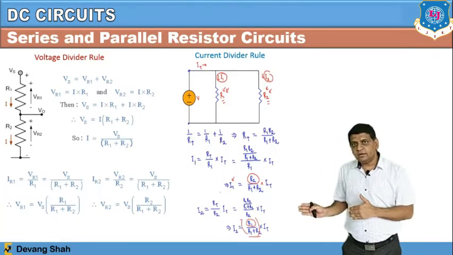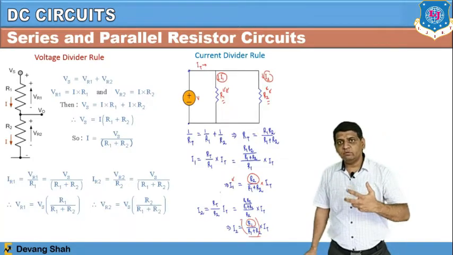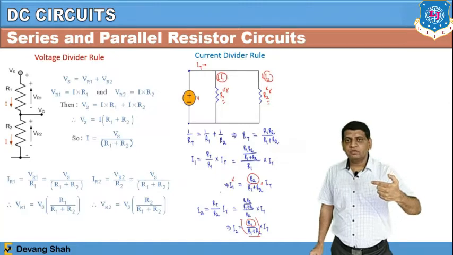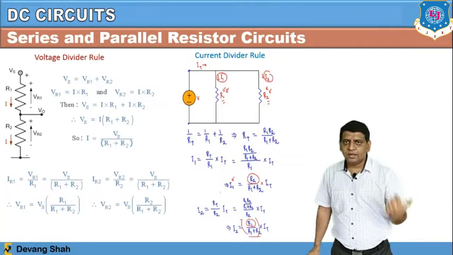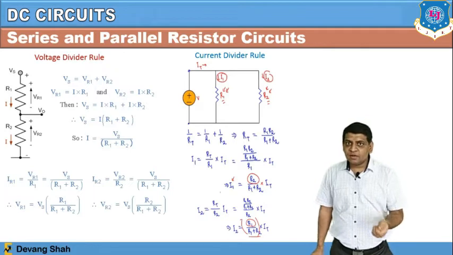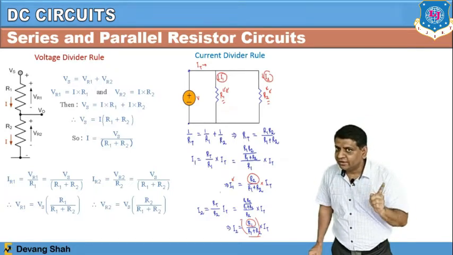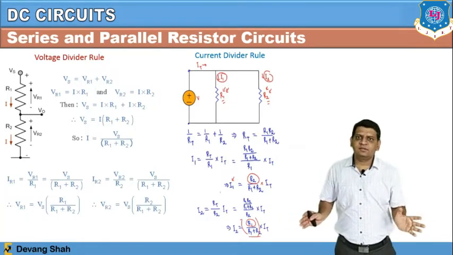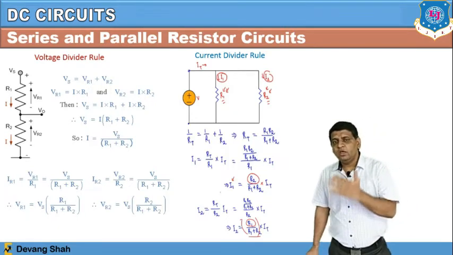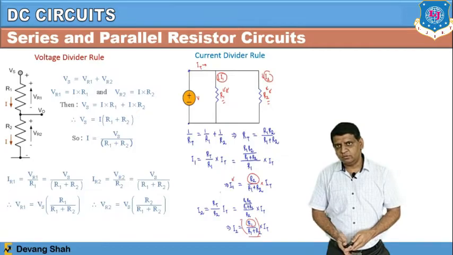In the voltage divider, whatever voltage drop you want to find for any resistance comes in the numerator, but this is not the case with the current divider rule. So I1 is equal to R2, not R1. Remember, this is a common mistake students make, right? So this is the difference between the voltage divider rule and the current divider rule, right?